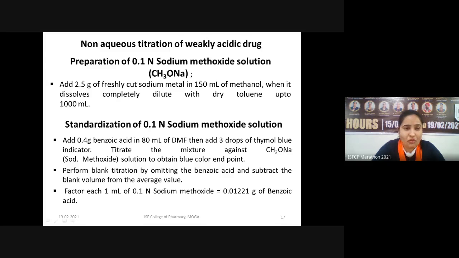When it dissolves completely, dilute it with dry toluene up to 1000 ml.